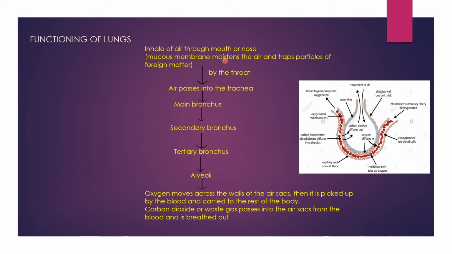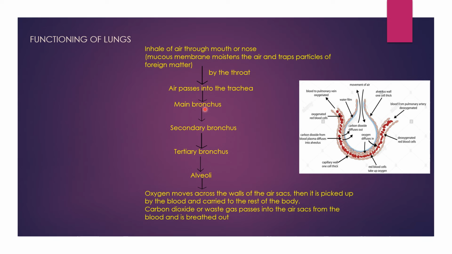Inhale air through mouth or nose. When you inhale air through your mouth and nose, the mucous membrane moistens the air and traps particles of foreign matter. So when you inhale air, first the mucous membrane which is present in your mouth or nose will moisten that air and trap foreign particles. If any sand particle is there, it will be trapped in the mucous membrane. After this, air passes into the trachea by the throat.